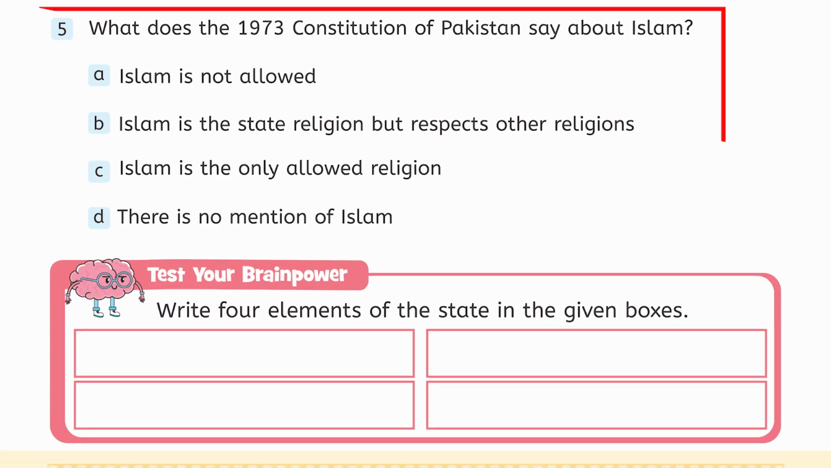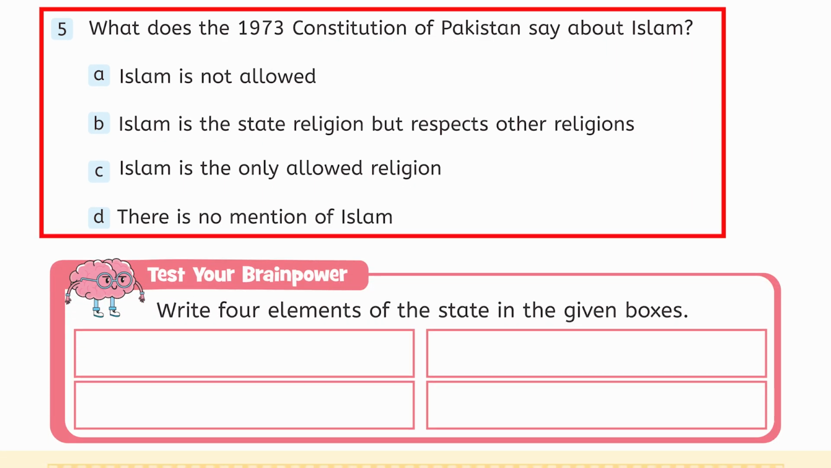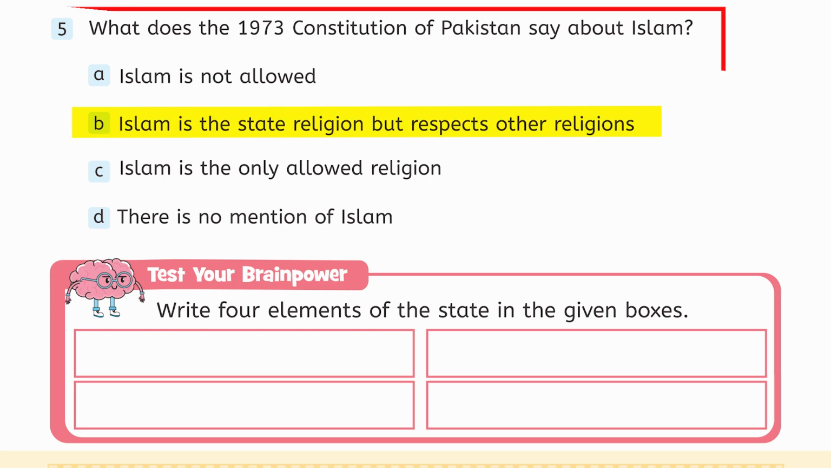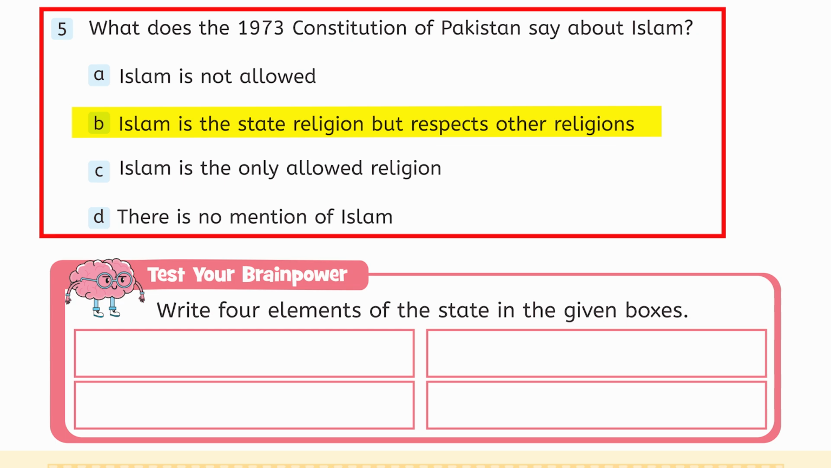Next is, what does the 1973 Constitution of Pakistan say about Islam? Option A, Islam is not allowed. Option B, Islam is the state religion but respect other religions. Option C, Islam is the only allowed religion. Option D, there is no mention of Islam. So the correct option is option B, Islam is the state religion but respect other religions.